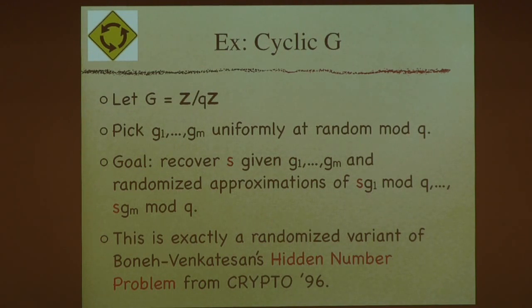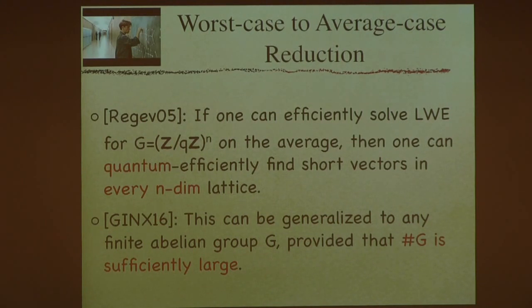If you're familiar with the cryptographic literature, you realize this is exactly a randomized variant of the hidden number problem of Boneh and Venkatesan from Crypto 96. So this group abstraction is really a way to unify the hidden number problem and also the initial LWE. So you should really think of it as a group problem. Okay? Now, what is great about this LWE problem is that Regev in 2005 showed that if you can solve this problem LWE for that particular group on the average, then you can find short vectors again in every n-dimensional lattice. There's just a catch. This time, the algorithm is quantum. It's not going to be a standard algorithm.